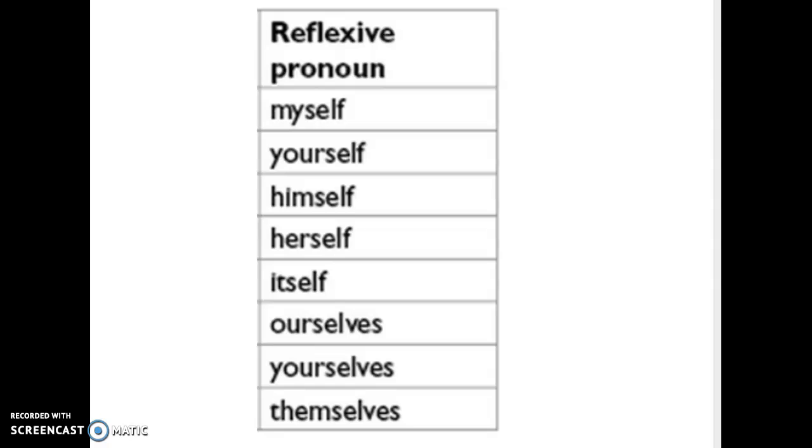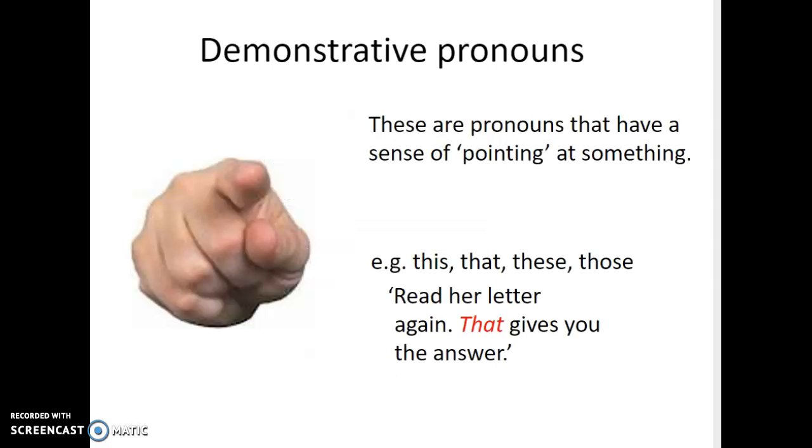Okay, next one we have got demonstrative pronoun. Now, as you can see, we've got a lovely picture here of a finger pointing. That is because when you see these pronouns, you get a sense of pointing at something, indicating specifically to something. Demonstrative pronouns include this, that, these, and those.